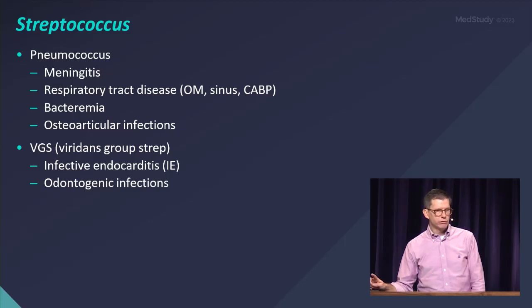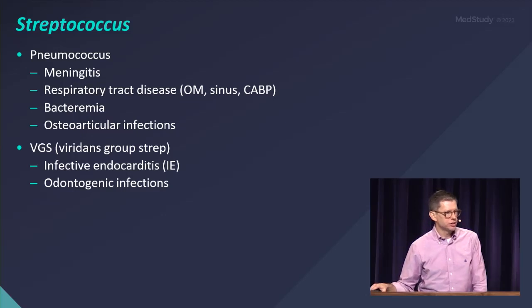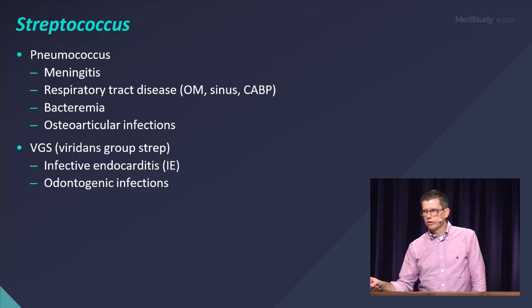So one thing to remember, anytime you have a respiratory tract bacterial infection, the three amigos are strep pneumo, H flu, and MCAT, whether it's ears, sinus, or lower respiratory tract. H flu, MCAT, and strep pneumo. So you think about the drugs you need to cover those.